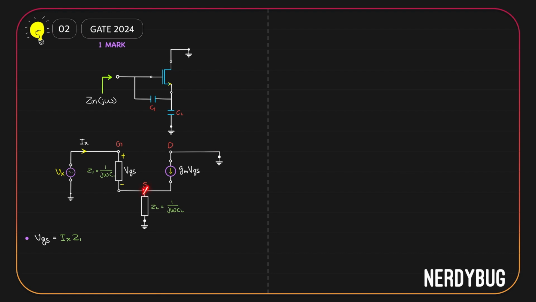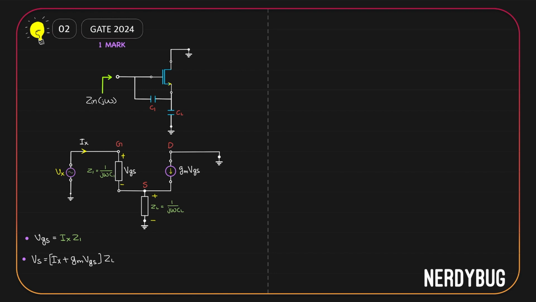Now consider the source terminal. Current Ix will flow into it. Current GmVGS also flows into it. Both of them together will flow through ZL. So the current that will flow through ZL is Ix plus GmVGS. Current will be flowing in this direction. So ZL will have a potential drop across it, which is equal to the sum of Ix and GmVGS multiplied by ZL. Positive potential here and negative here because current is in this direction.